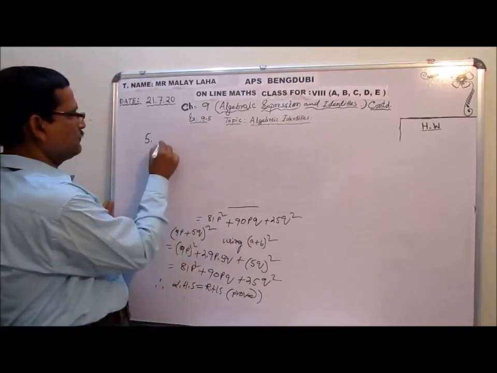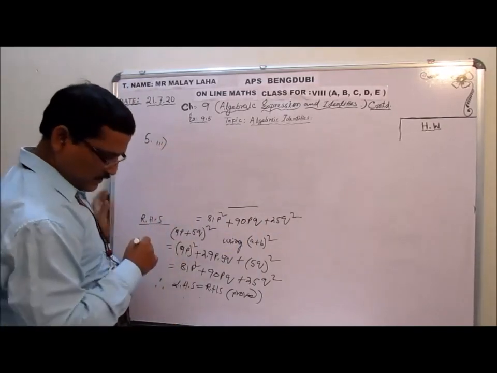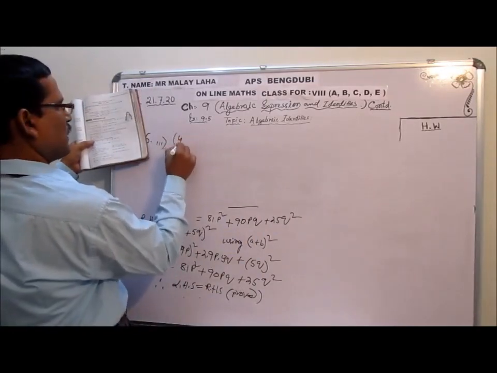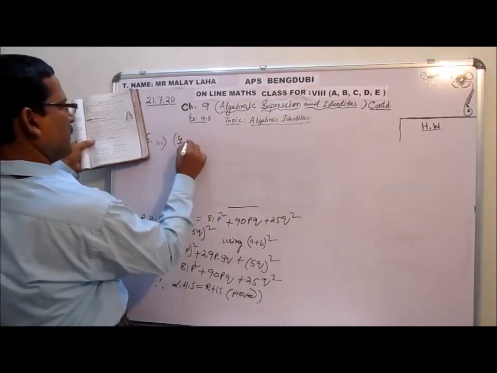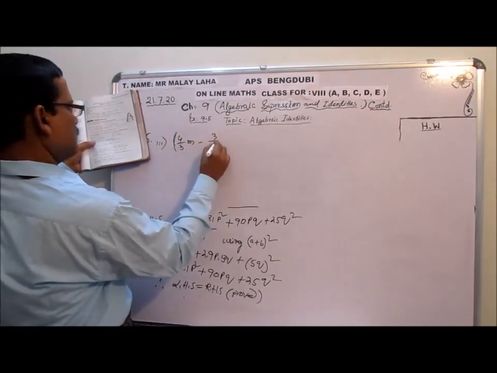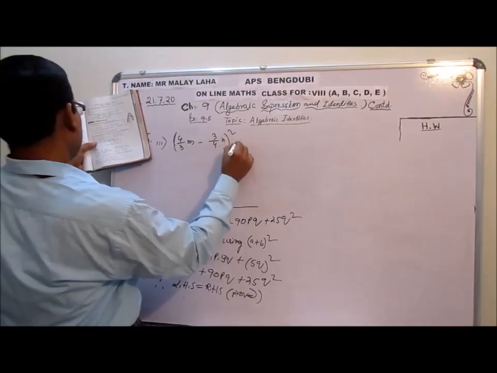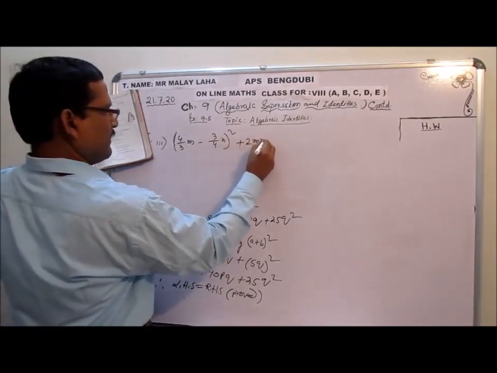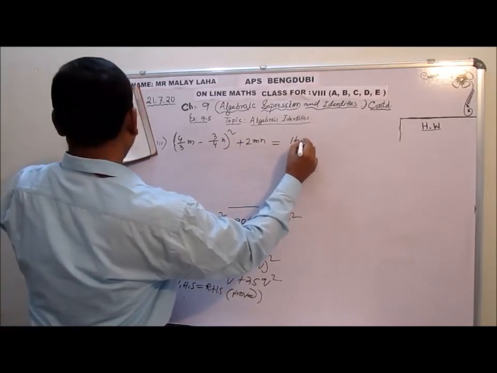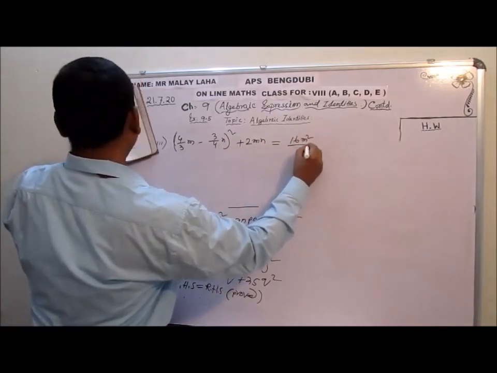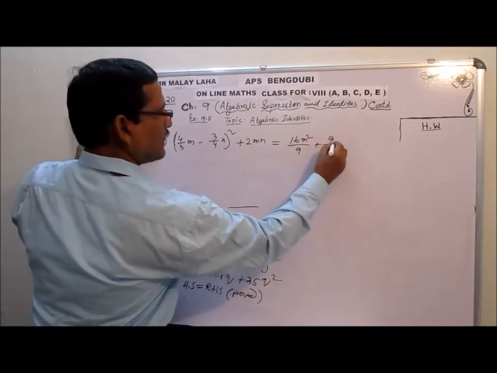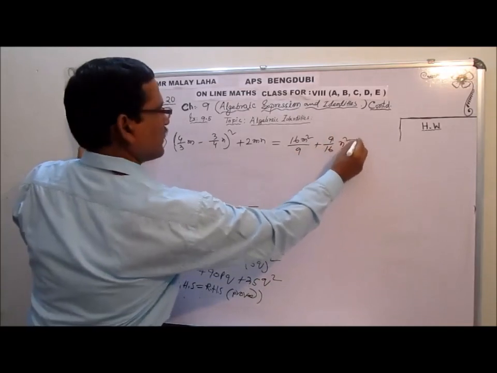Third one is the rational number form. It is given (4 by 3m minus 3 by 4n) whole square plus 2mn equals to 16n square by 9 plus 9 by 16n square.